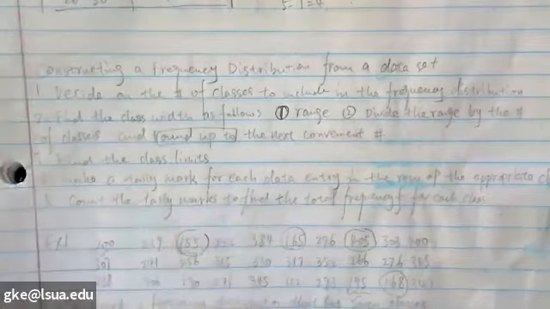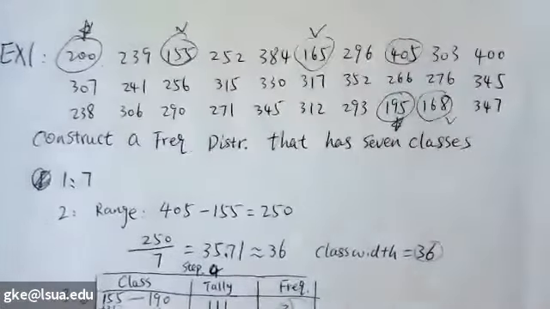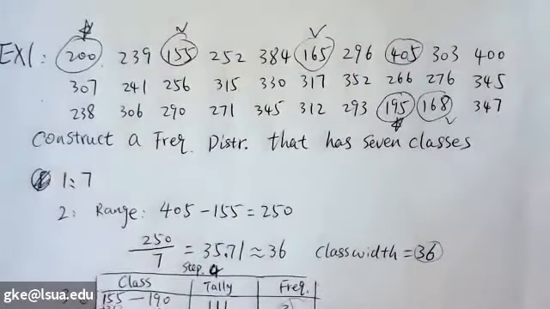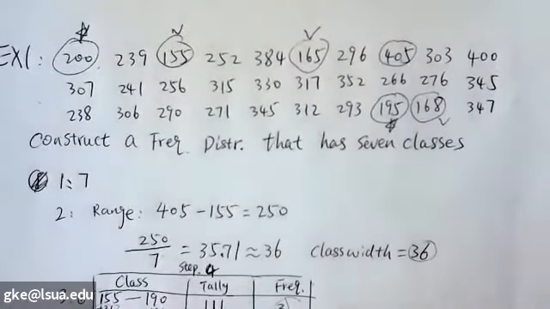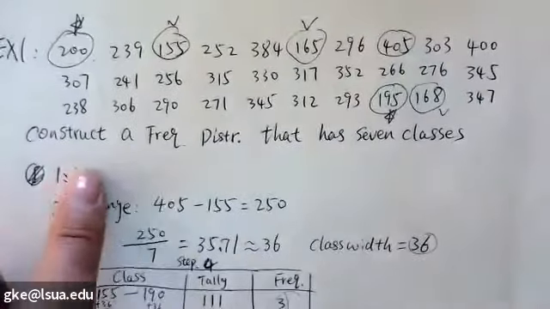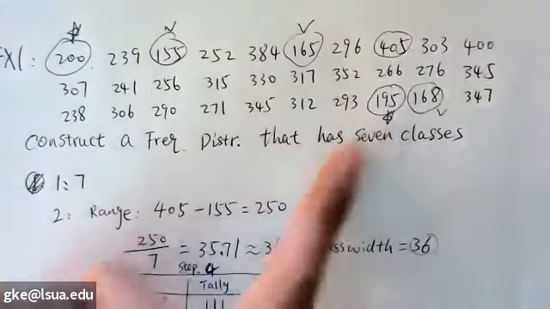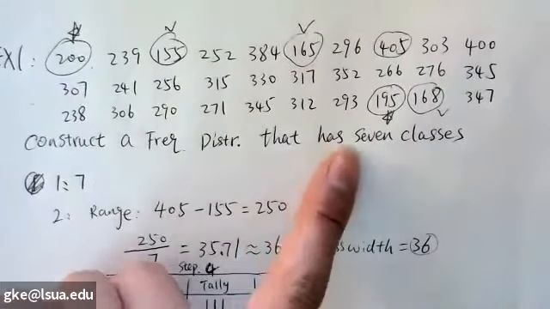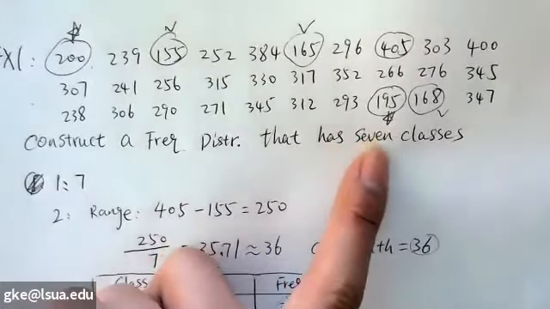Found the tally. And in last class, I gave you guys an example to show the 5 steps to construct the frequency distribution. For example, the first step, I gave you the number of classes. Here, I always tell you the number of classes is 7, right?